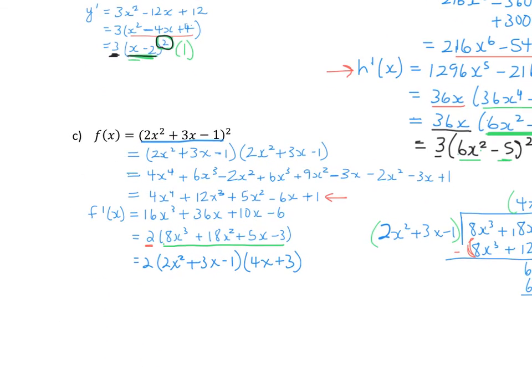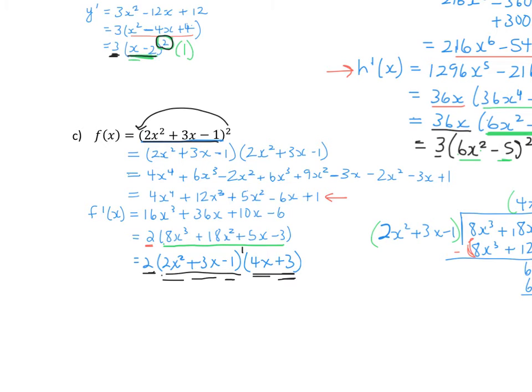Now let's look at part C. Overall, that 2 could come down front. There's the 2 right here. The base stays the base. The power reduces by 1. And then this should be the derivative of what's inside. So the derivative of 2x squared is the 4x. The derivative of positive 3x is plus 3. The derivative of minus 1 is nothing. Well, that's pretty cool. That's actually what our chain rule says.